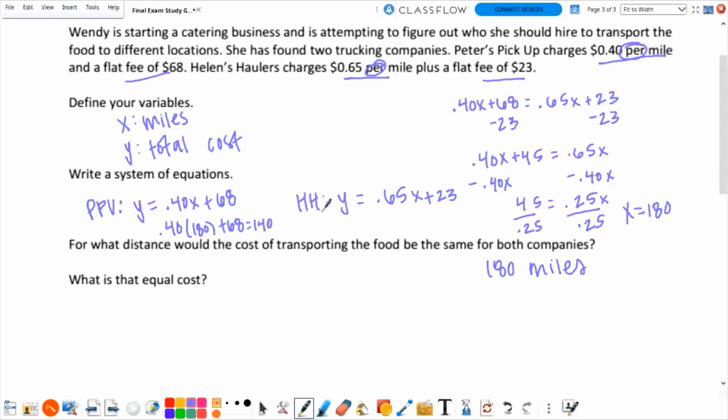Let's double check the other one. 0.65 times 180 plus 23 also gave us 140. So that means we did the right math here.